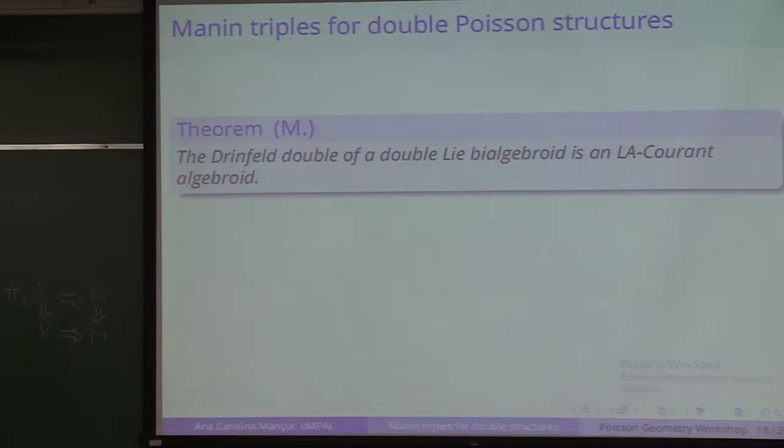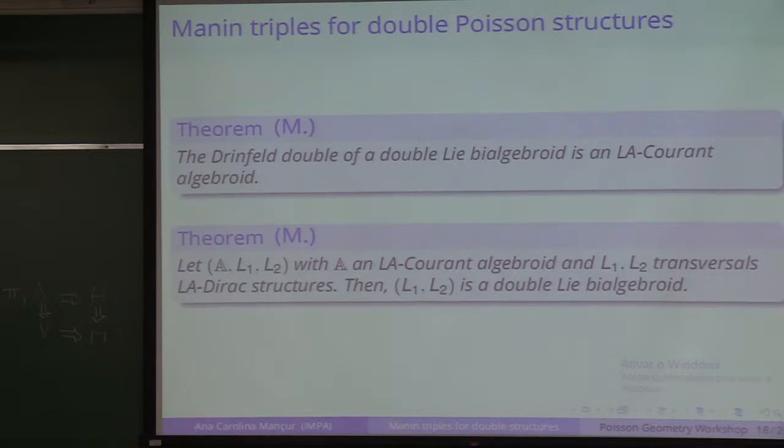Then we get other theorems. The first one says that the trivial double of a double Lie algebra is an LA Courant algebra. And a kind of reciprocal says that if you have a matched triple, where A is an LA Courant algebra, and L1 and L2 are transversal LA Dirac structures, meaning Dirac on the Courant direction and a subalgebra on the algebra direction, then L1 and L2 form a double Lie algebra. And proving that is harder because of the definition of an LA Courant algebra.